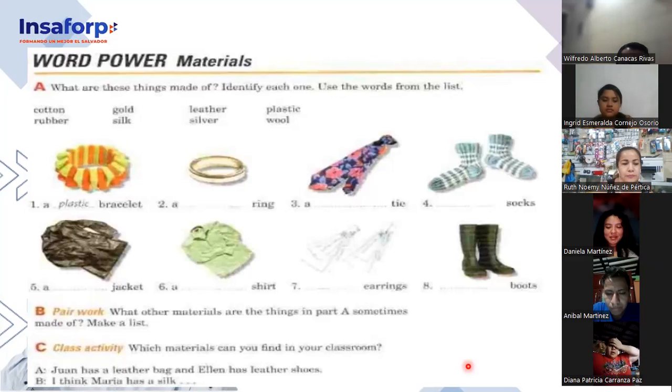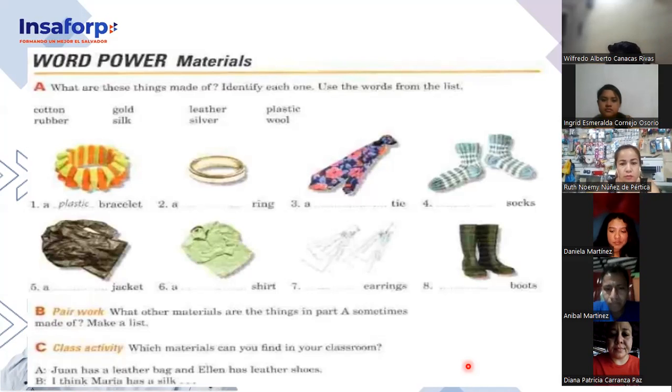O alguna otra cosa que vean, puede usar cualquier cosa a su alrededor, o puede ser algo que alguno de sus compañeros esté usando, ¿verdad? La mayoría de nosotros estamos usando audífonos. Entonces usted puede decir, fulano de tal has a plastic headphone. You can say it that way. Just mention one name, the structure has, what they are made of, and the name of the article, right? Okay. Let's start. Tell me one.